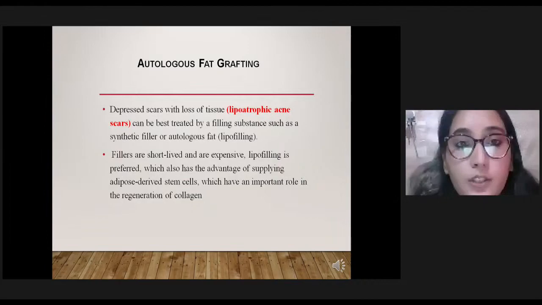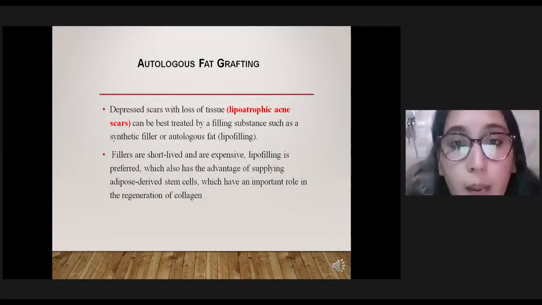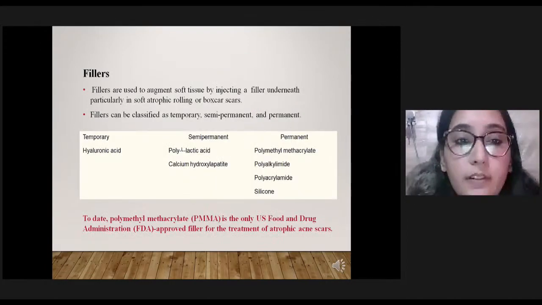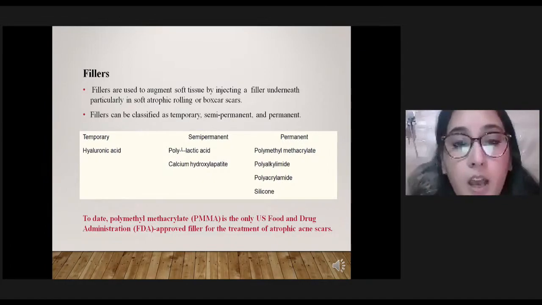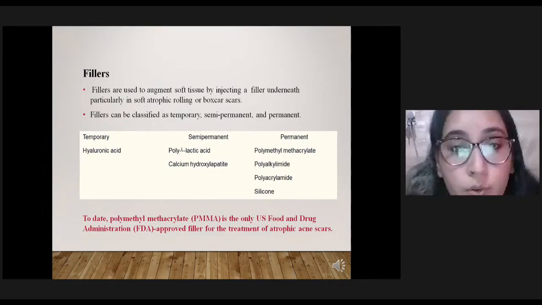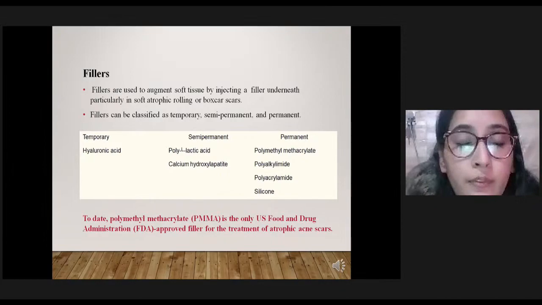Autologous fat grafting is useful in case of lipoatrophic acne scars. It has the advantage of supplying adipose-derived stem cells, which have an important role in the regeneration of collagen. Fillers are used to augment soft tissue by injecting a filler underneath, particularly in soft atrophic, rolling, or boxcar scars. Fillers can be classified into temporary, semi-permanent, and permanent fillers. Polymethyl methacrylate is the only US FDA-approved filler for the treatment of atrophic acne scars.